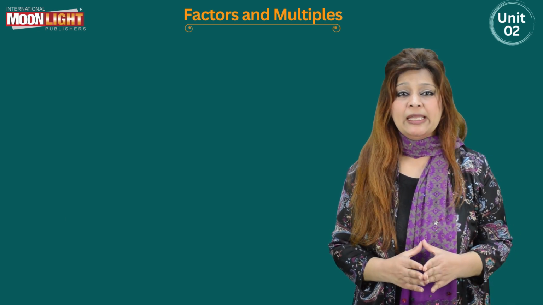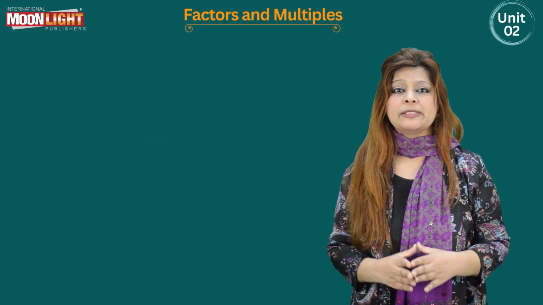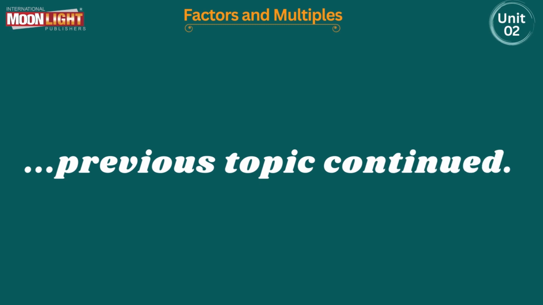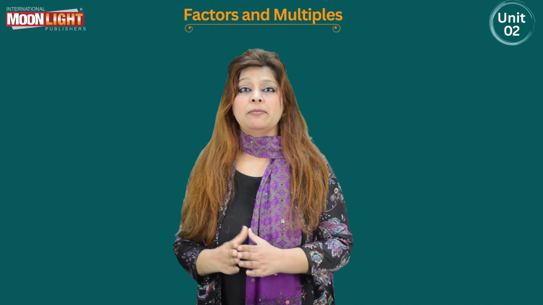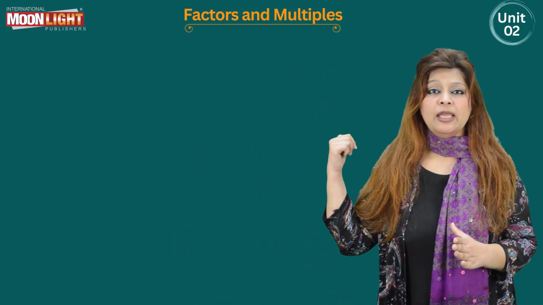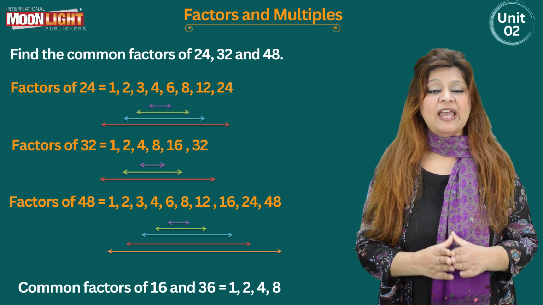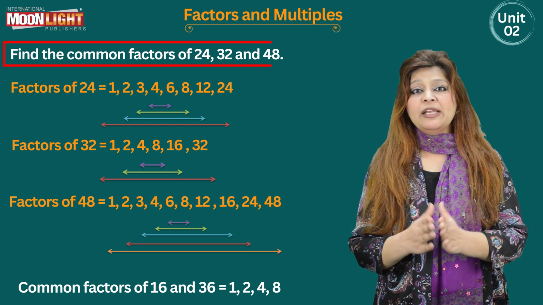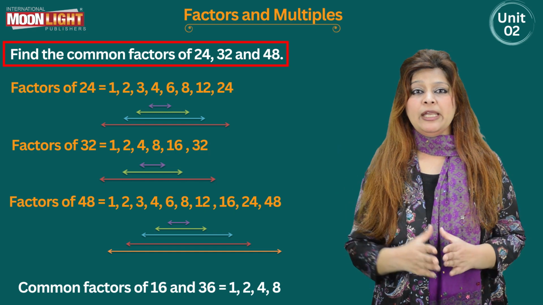Today, my topic is common factors of two or more two-digit numbers. To find out the common factors of given three numbers, we have an example. In this example, you can see that we have how many numbers given? Yes, we have three numbers given. Check the statement of the question. Find the common factors of the numbers 24, 32 and 48.